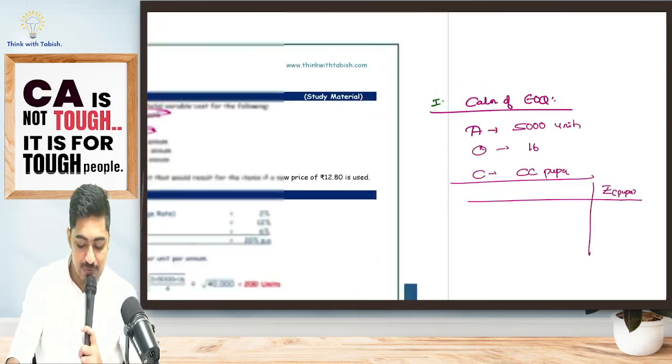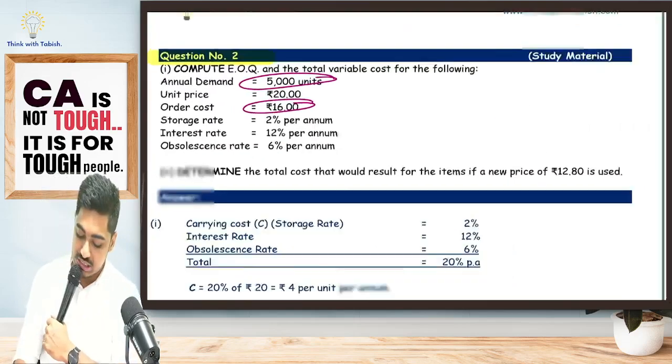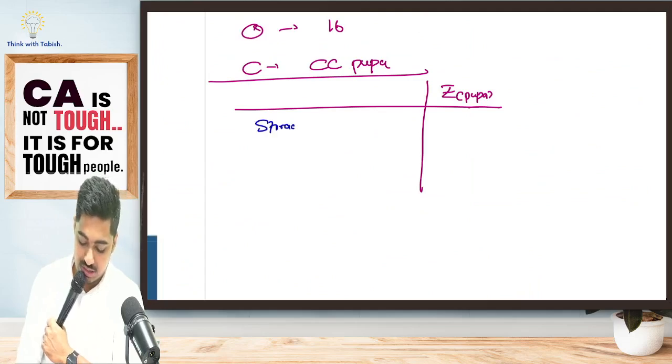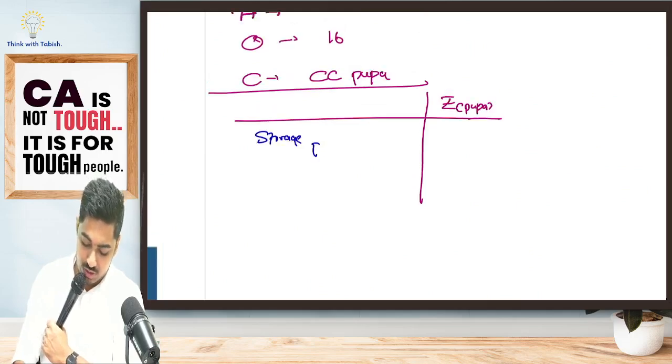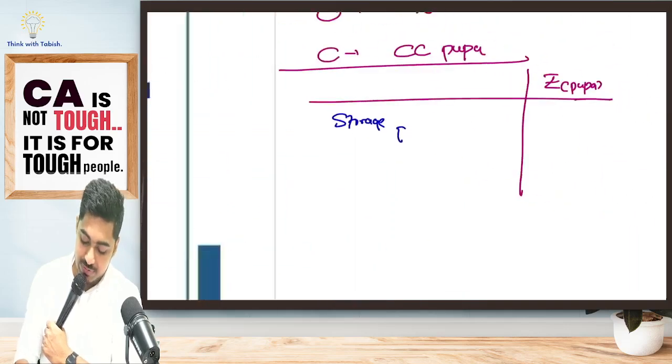Yes, what all is given? Storage is given. How much is the storage, students? 2%. So I will tell storage is needed, boss. 2% of what? 20 rupees. Sorry, what is my purchase price? 20 rupees is my purchase price.